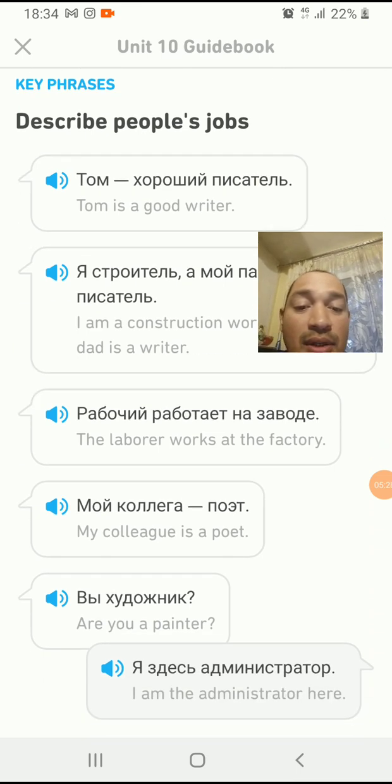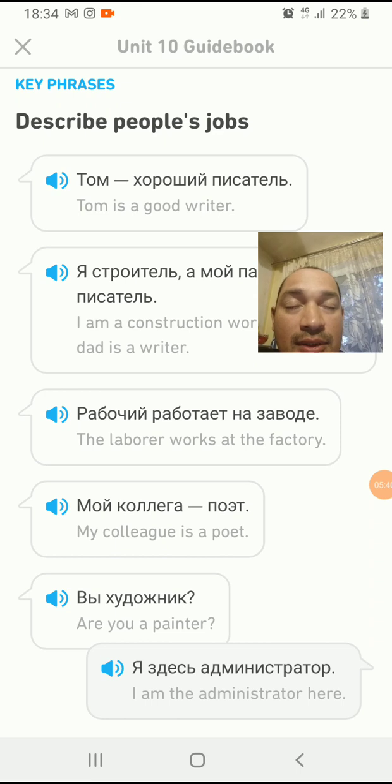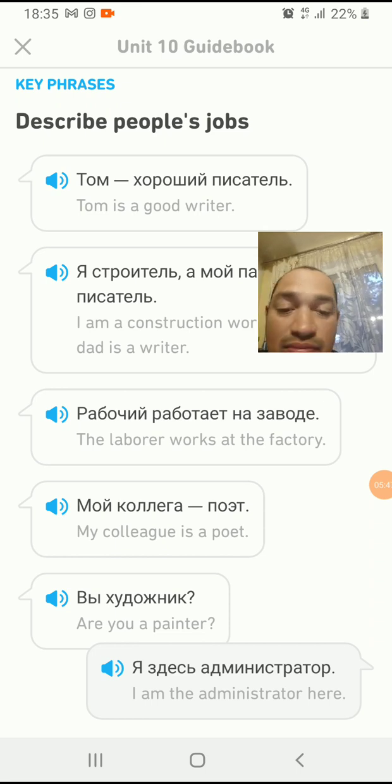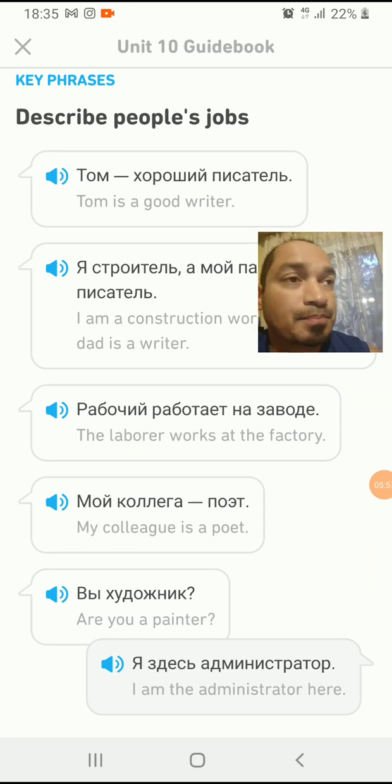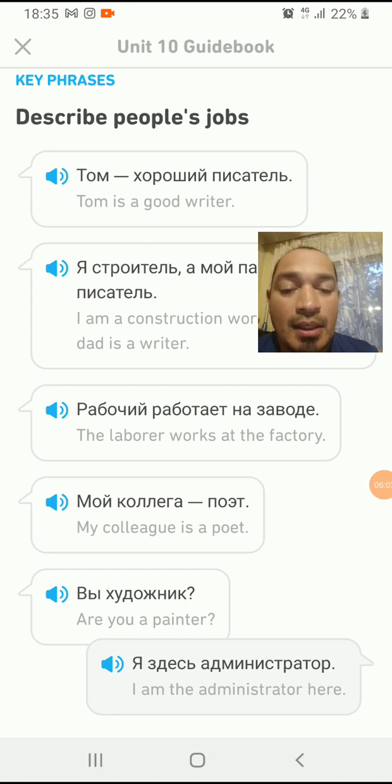And мой коллега поэт. So my colleague is a poet. And here we have the possessive adjective for masculine singular now, so мой. Коллега is, I guess, invariable. So it does not vary. It stays the same for both masculine and feminine.